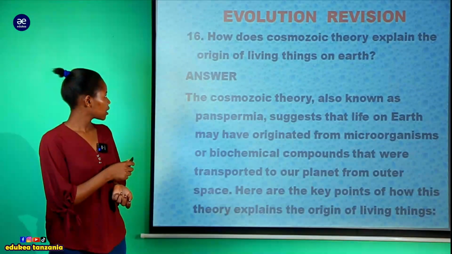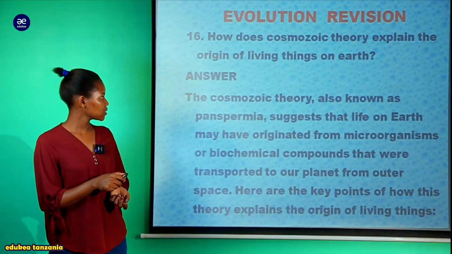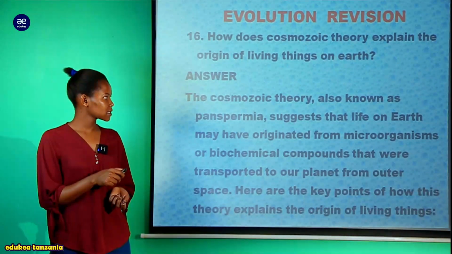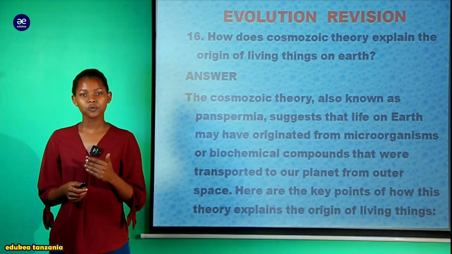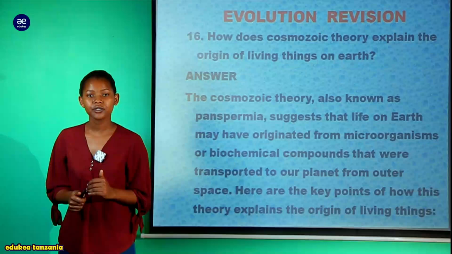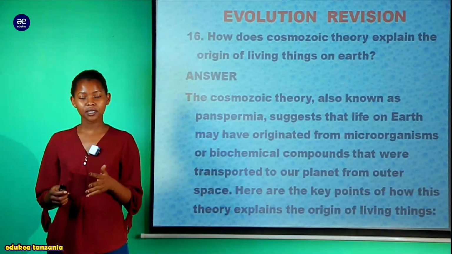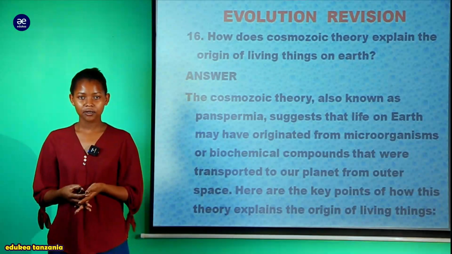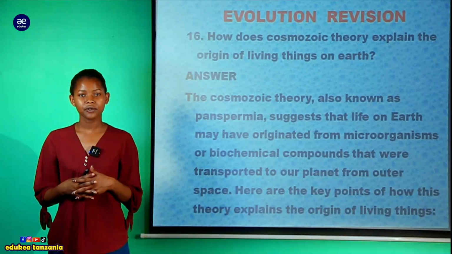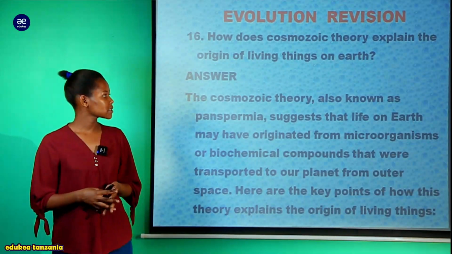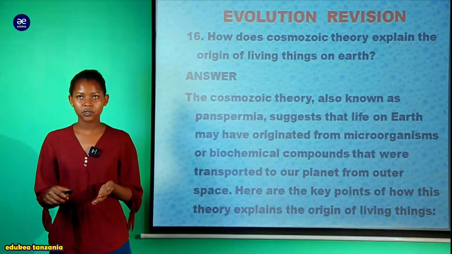As you can see, the question number 16 need us to state how does cosmozoic theory explain the origin of living things on Earth. Ni kivipi cosmozoic theory ili explain the origin of life on earth au origin of living things. Living things are the life itself. Kwa hiyo ni kivipi cosmozoic ilieleza kuhusu origin of life on earth. And now you can see on the answers, first of all, you have to understand what is this cosmozoic theory.